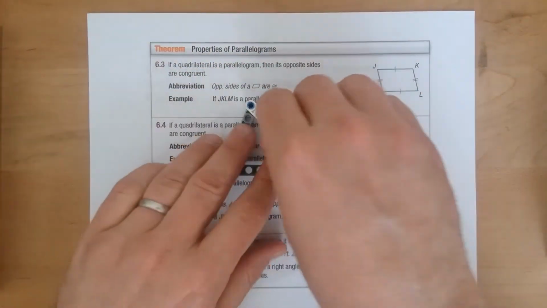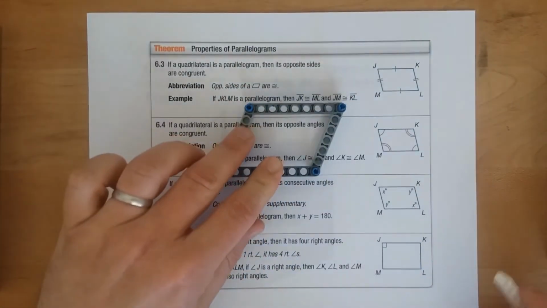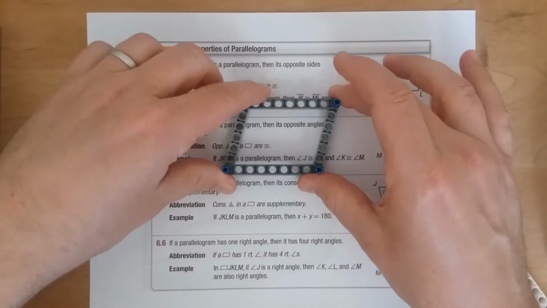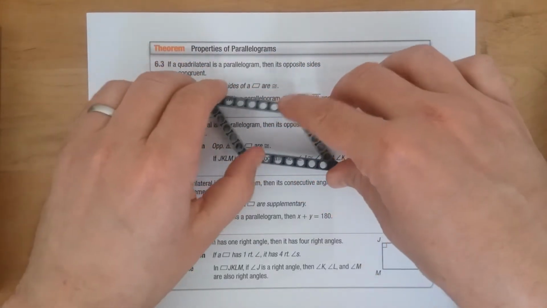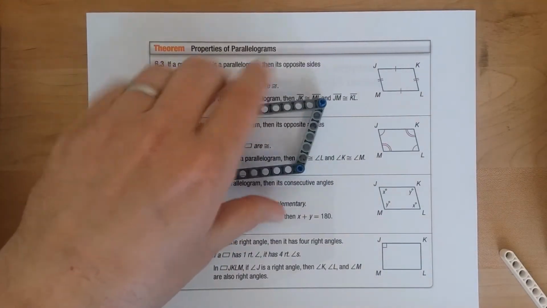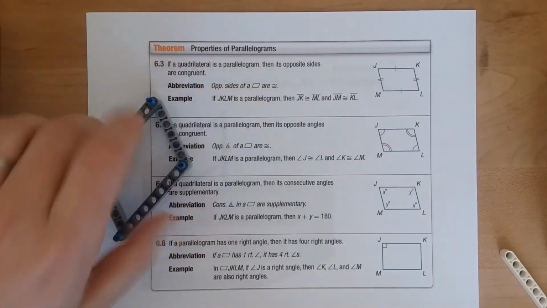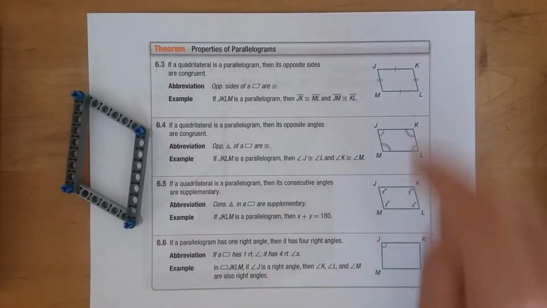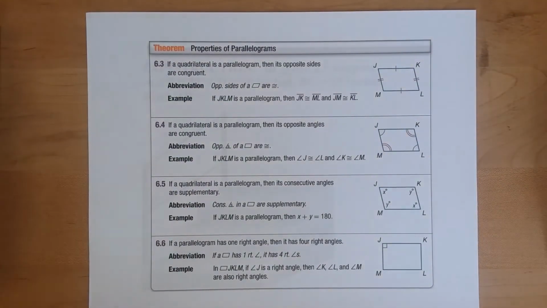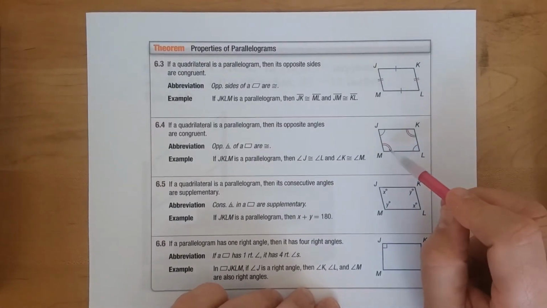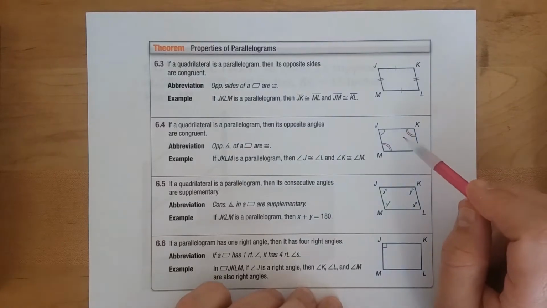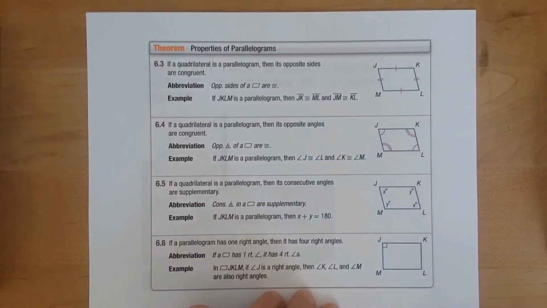If, however, you're a mechanical engineer, you may want things to move. And an assembly like this could be very useful in something like a scissor lift or a jack or something like that. But that kind of demonstrates this property right here, that if our quadrilateral is a parallelogram, we know our opposite sides are going to be congruent. Another thing we know is that if our quadrilateral is a parallelogram, then its opposite angles are going to be congruent. Angle M is congruent to angle K. Angle J is congruent to angle L.